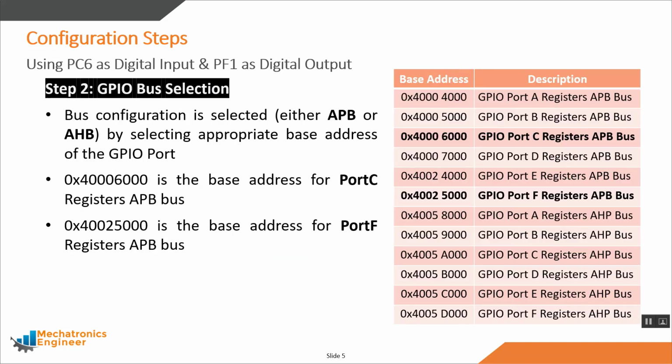After enabling the clock on the GPIO ports, now we need to select the bus configuration. As we know, every GPIO port can be accessed using the advanced peripheral bus or the advanced high performance bus. The selection of bus is done by selecting the appropriate base address of the GPIO port. As you can see in this table, every port has two different base addresses, one for the advanced peripheral bus and the other one for the advanced high performance bus. Let's select the advanced peripheral bus for accessing port C and port F. Their corresponding base addresses are highlighted here.